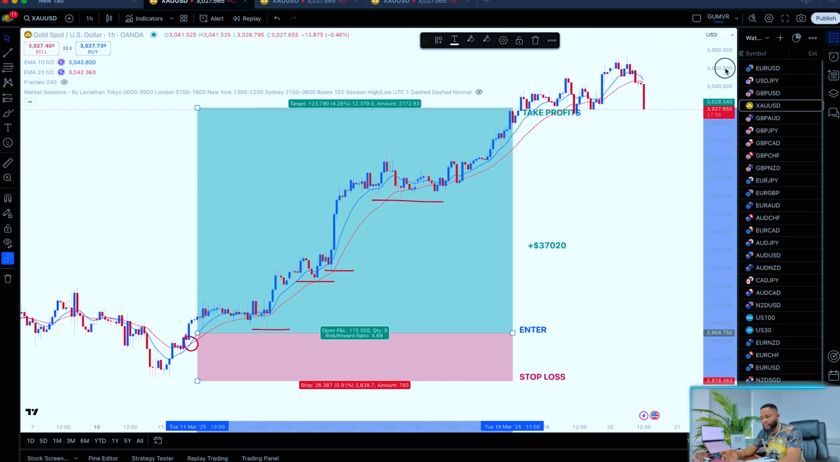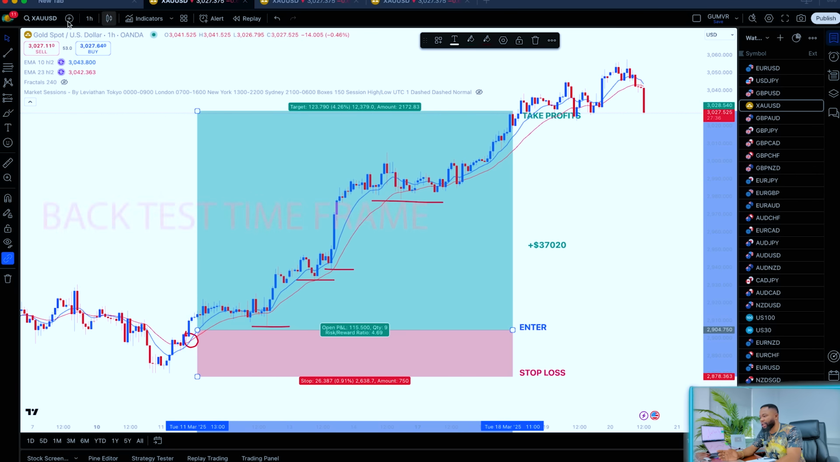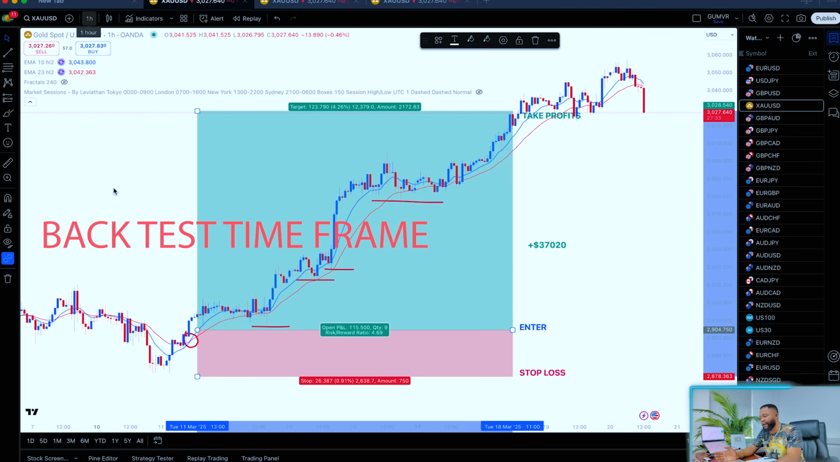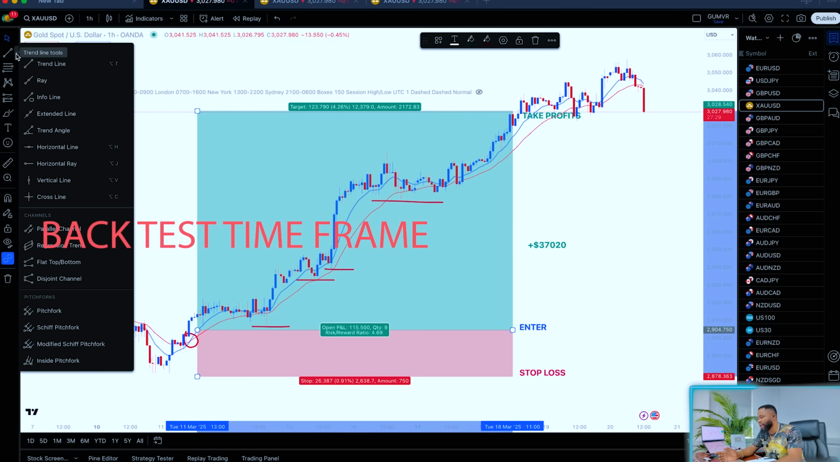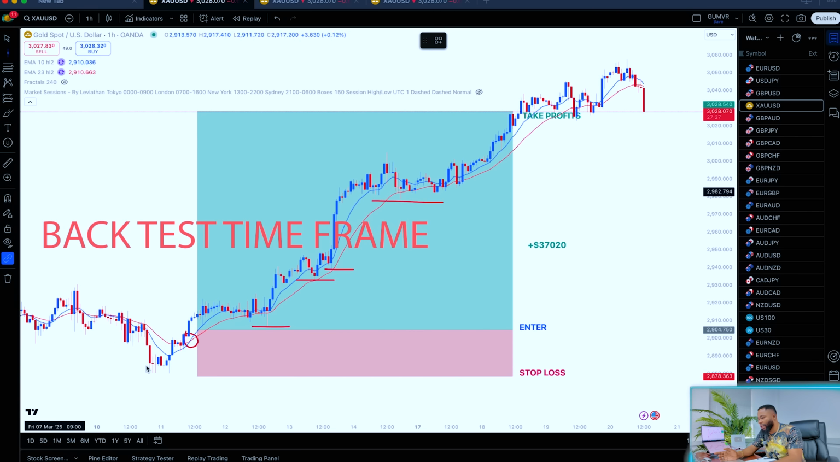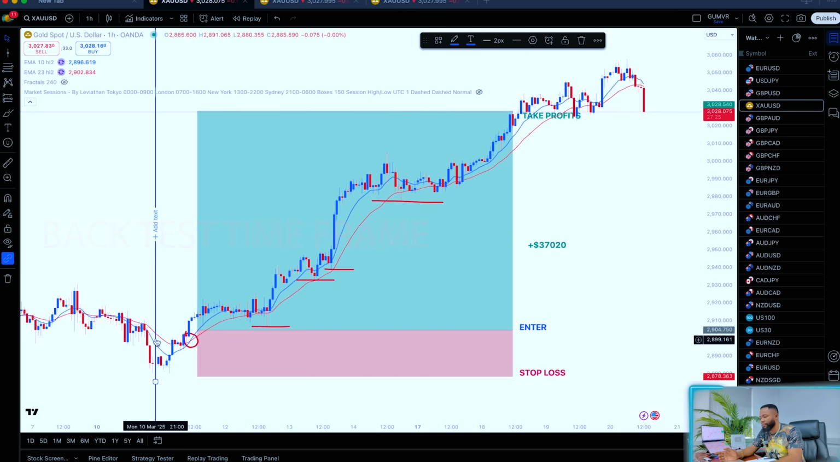All right. How to backtest? Let's start with this time frame. Let's start with the 1 hour time frame, and we're going to be taking our reference from here. Let's put a vertical line, right? We're going to be taking our reference from here. Let's just take our reference from here, and we're going to be backtesting.